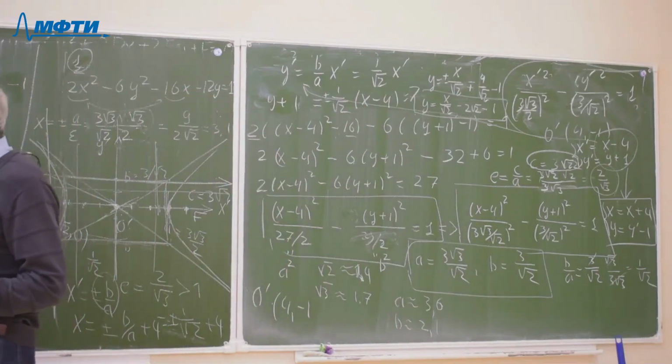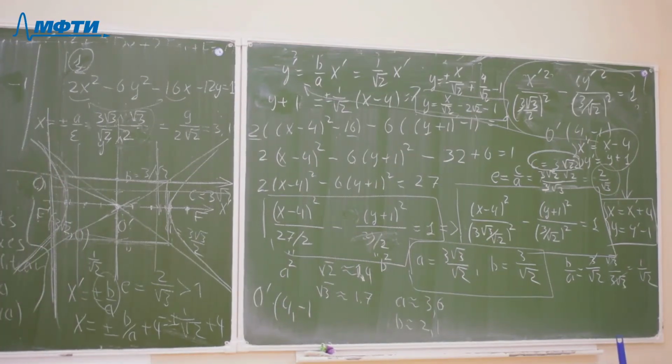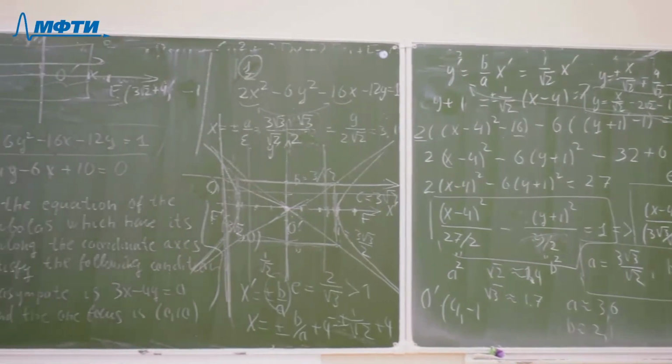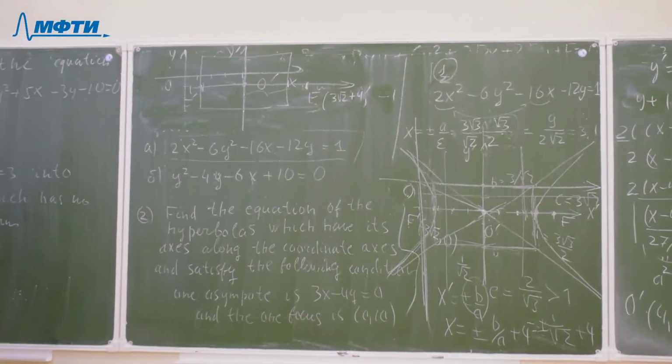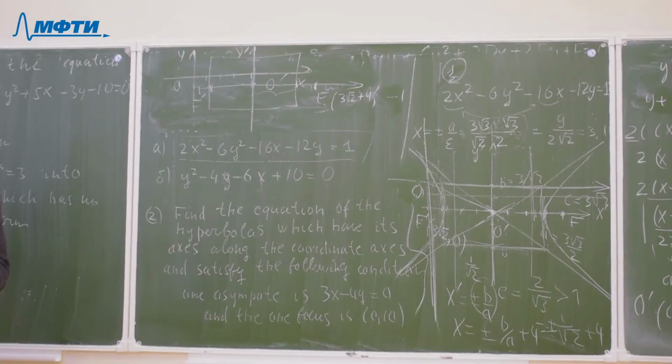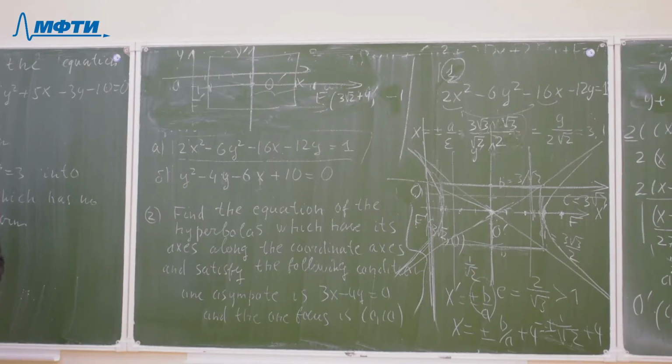The main tool is changing the coordinate system to obtain the canonical equation. And this canonical equation helps us to restore this curve and understand what kind of curve we have in our case. In this case, maybe there is a question about the solution of this problem.